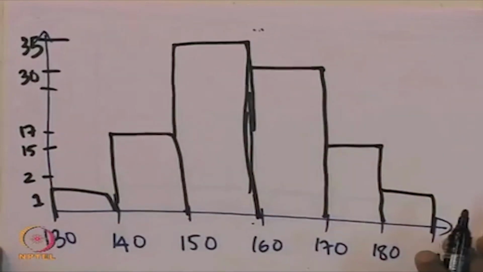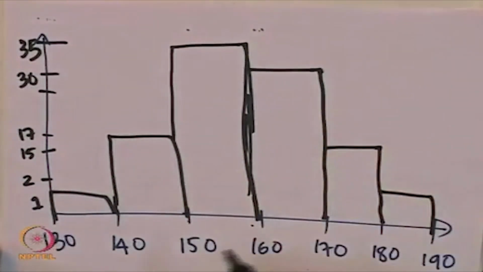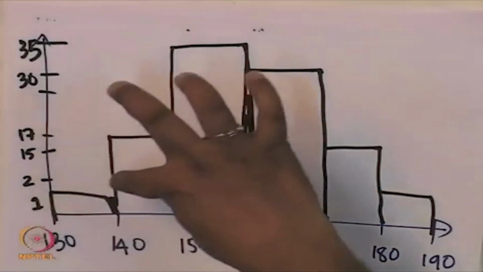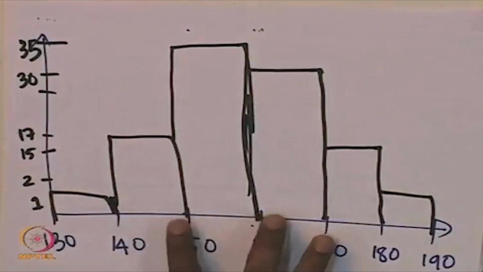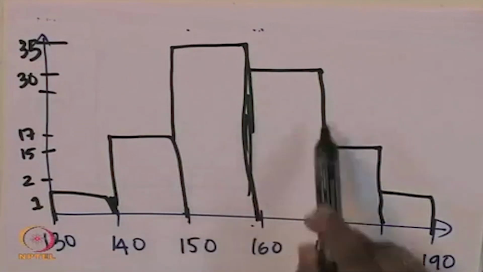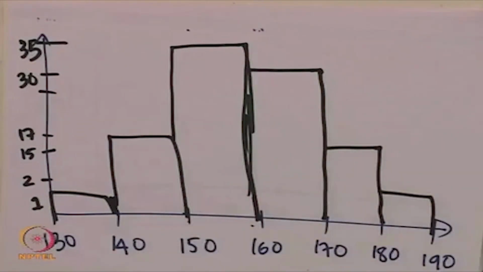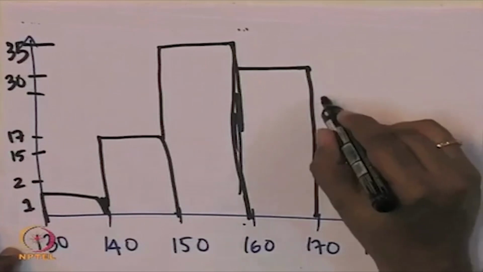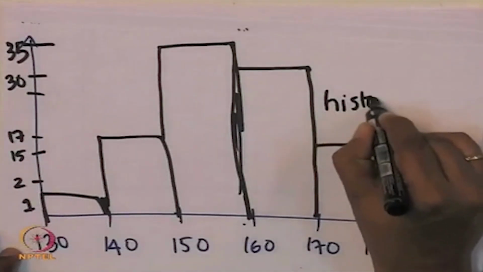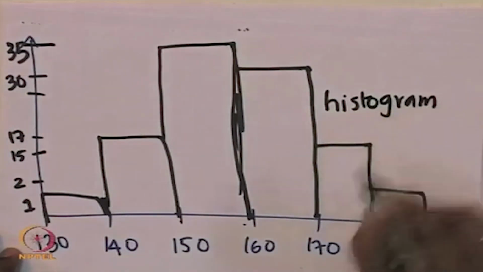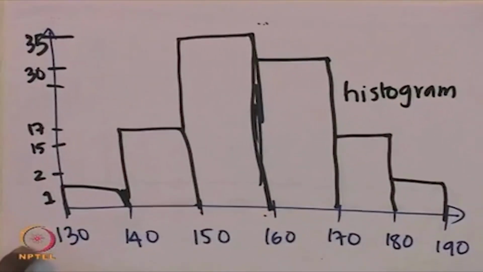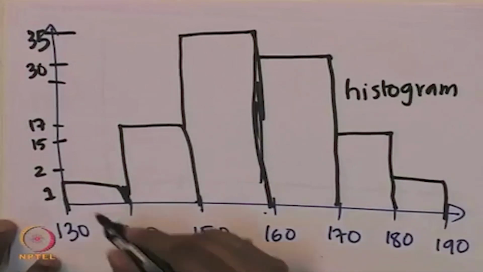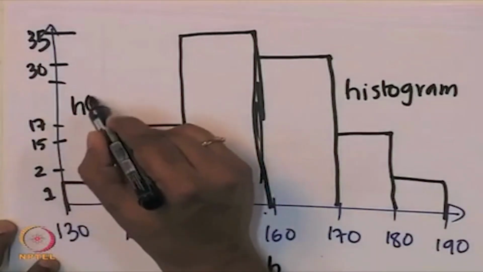So this is a kind of block diagram, if you wish. It's a block of 130 to 140, another block of 140 to 150, another block of 150 to 160, so another block here, another block here, another block here. This kind of plot is called a histogram. This is the distribution: this is height in a particular range, and this is the number of students having that height.